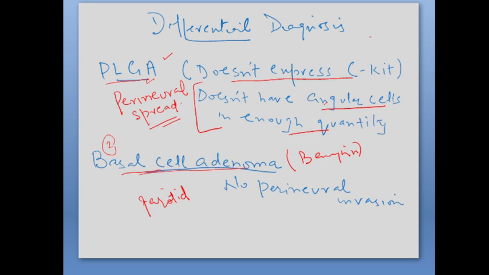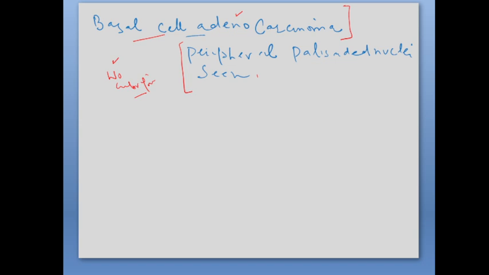Second important differential diagnosis of adenoid cystic carcinoma is basal cell adenoma. In basal cell adenoma, there is no perineural invasion, and basal cell adenomas are common in the parotid region. Basal cell adenoma is a benign tumor. Third important differential diagnosis of adenoid cystic carcinoma is basal cell adenocarcinoma. Basal cell adenocarcinoma, as the name indicates, is malignant. But in basal cell adenocarcinoma, histopathologically, peripheral palisaded nuclei are seen, and there is no cribriform pattern seen in this tumor.